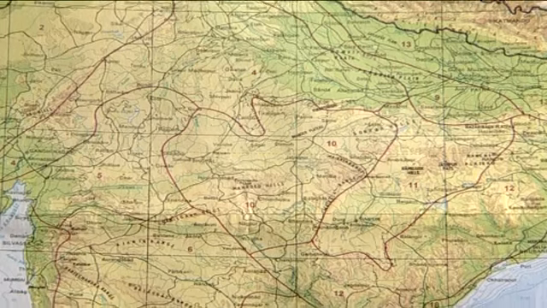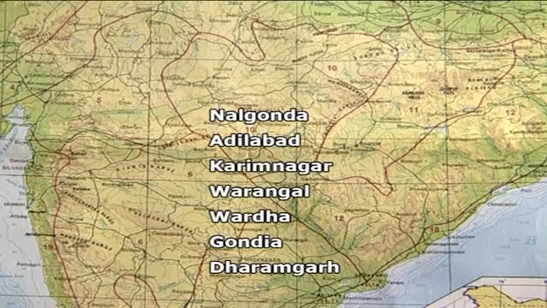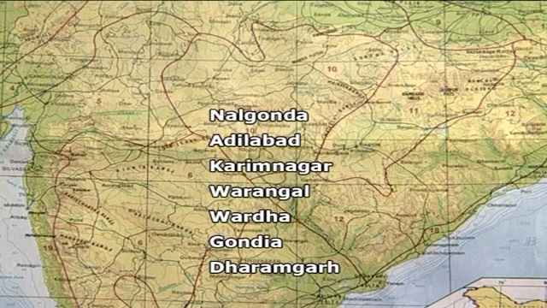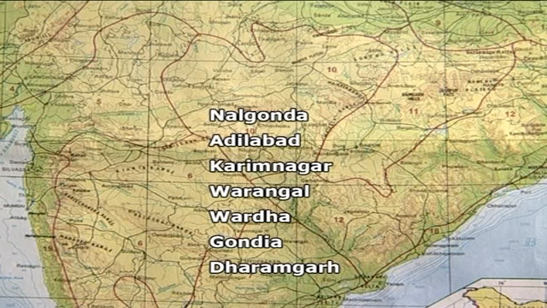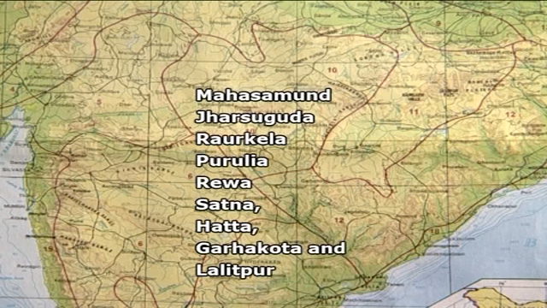The interior flatlands are distributed along the central and western portions of this map. A majority of the land areas of central India have this slope. They are distributed around Nalgonda, Adilabad, Karimnagar, Warangal, Wardha, Gondia, Dharamgarh, Mahasamund, Jharsuguda, Rourkela, Purulia, Rewa, Satna, Hatta, Garhatka and Lalitpur.